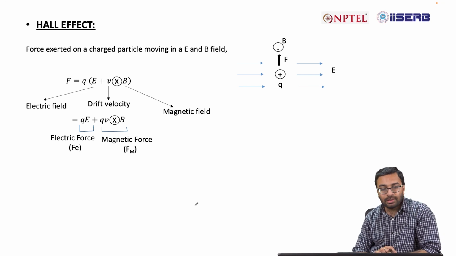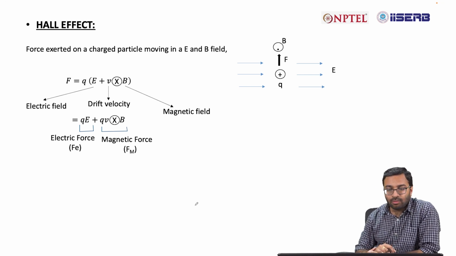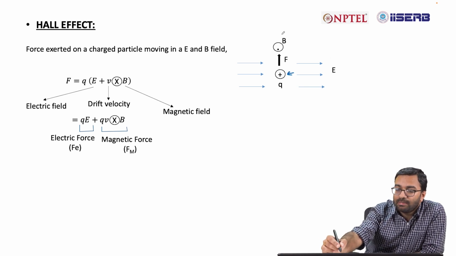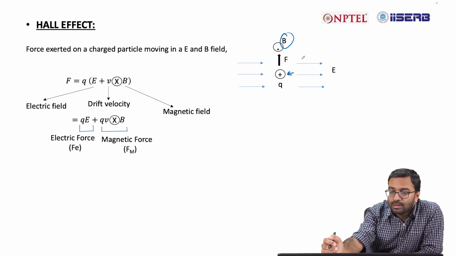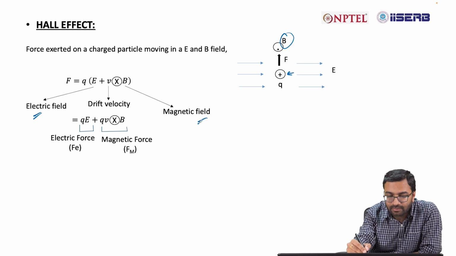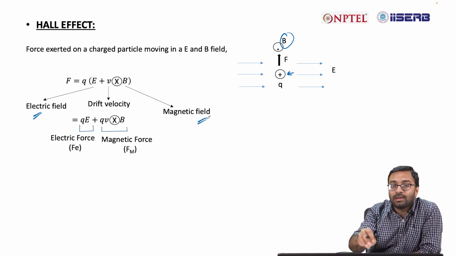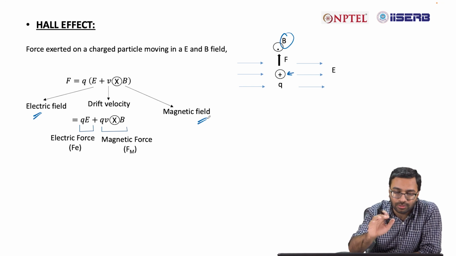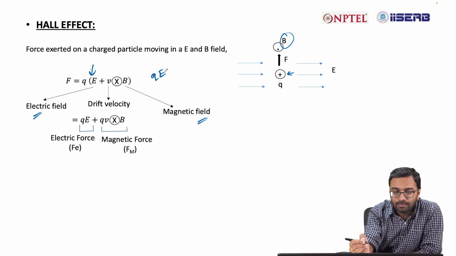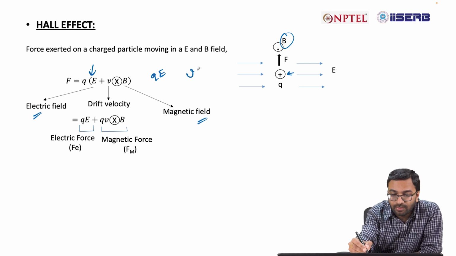Now, in case of Hall effect, the basic understanding is, once you have a charge which is placed in an electric field and a magnetic field perpendicular to each other, this charge will experience a force. The force will be due to electric field and magnetic field, because you have kept it where electric field is there, magnetic field is also there. Now, the force due to electric field is Q into E, E is the electric field, and the force due to magnetic field is V cross B.